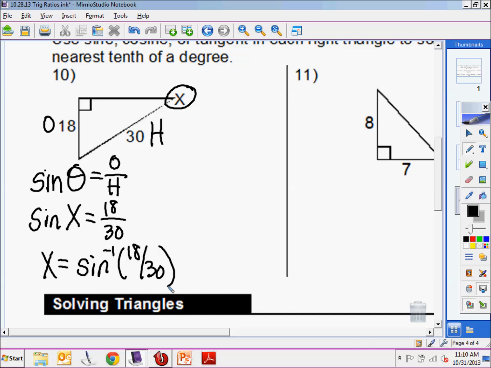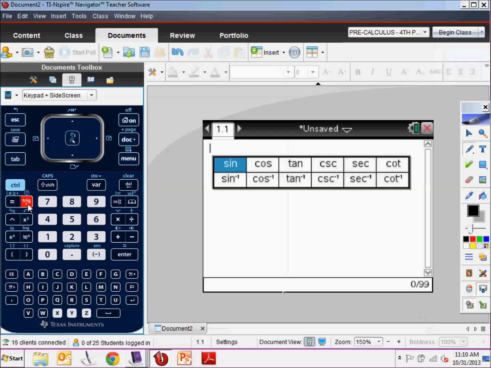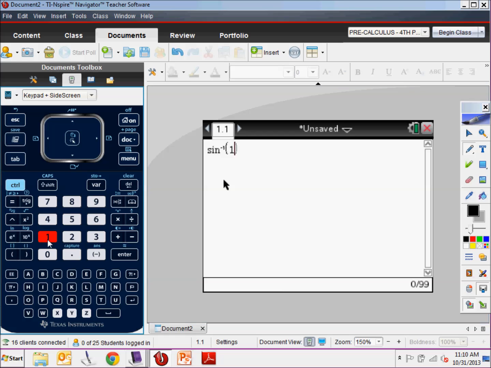So I open my calculator. I'm going to go to trig. Remember how I said we were going to get to these on the bottom? We are there. And I put in 18 divided by 30. I got 36.8699.